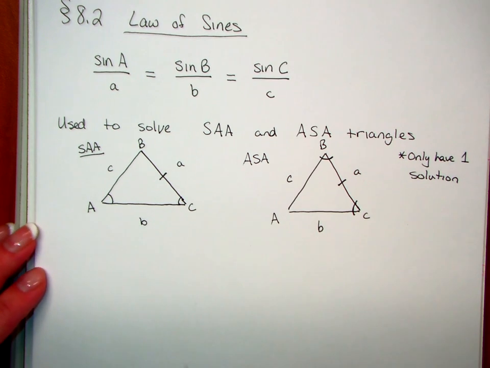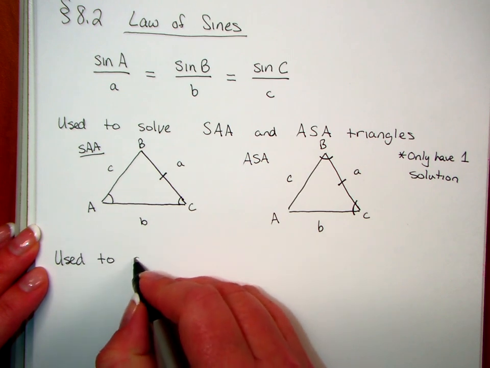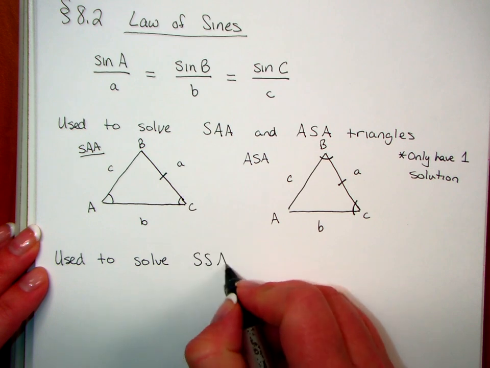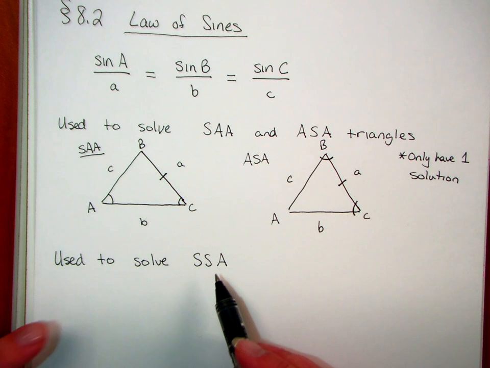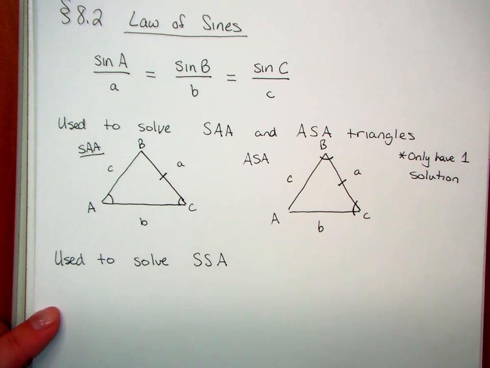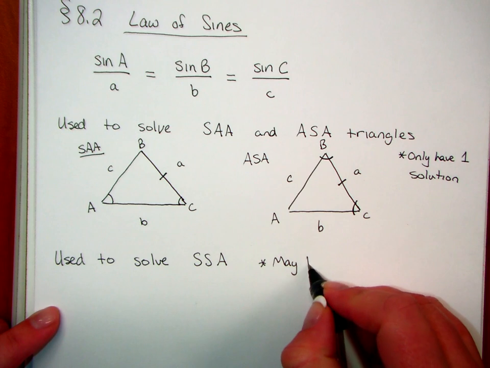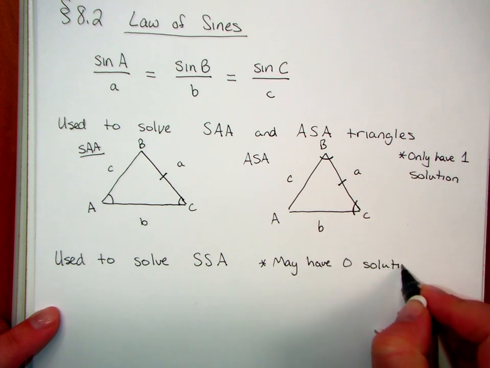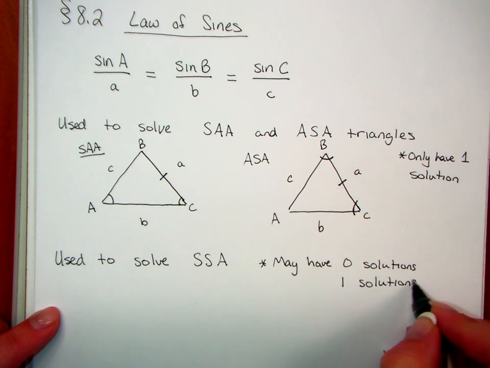The other one that we use law of sines to solve is side-side-angle. Notice that in a side-side-angle, we're only given one angle, so there are multiple combinations for the other two angles. And so these side-side-angle triangles may have 0 solutions, 1 solution, or even 2 solutions.